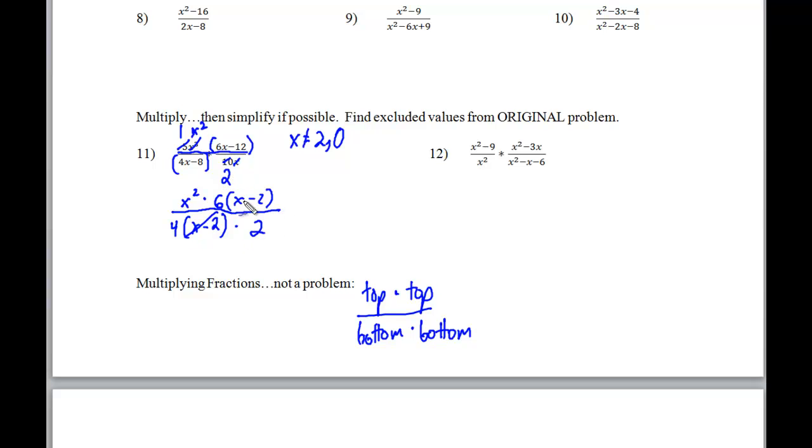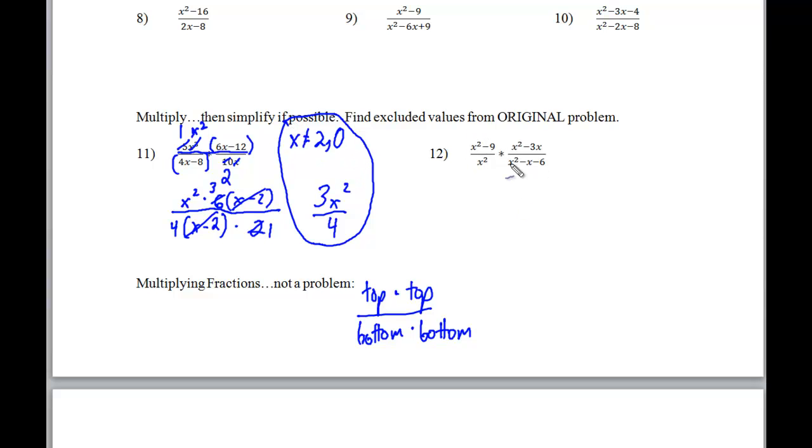So this leaves me to cross this out and this out. The 6 can be divided by 2, so the 6 becomes a 3 and the 2 becomes a 1. So my numerator is 3x squared and my denominator is 4. And that's my final answer, with the excluded values of 2 and 0.